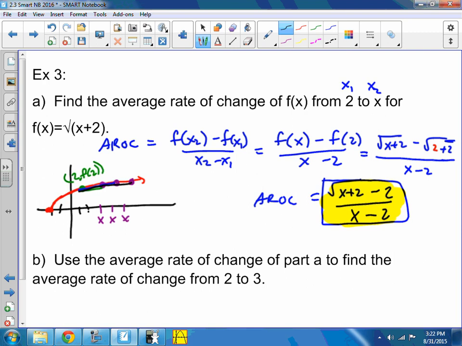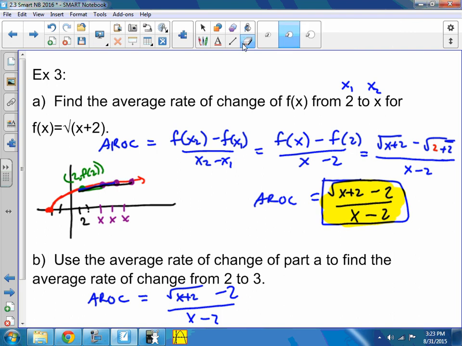Okay, all right, let's go to part B. It says now to use the average rate of change found in part A to find the average rate of change from 2 to 3. So the formula that we created was square root of x plus 2 minus 2 all over x minus 2. And this will calculate the slope from 2 to anything. We're planning to go from x equals 2 to x equals 3. So we're going to use 3 for our x is the idea.